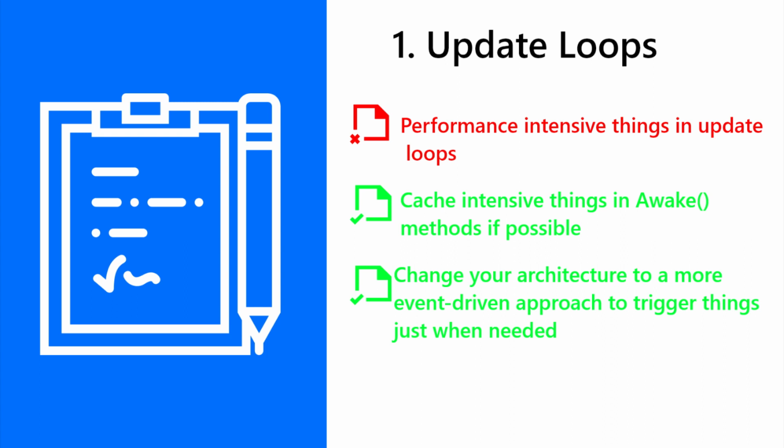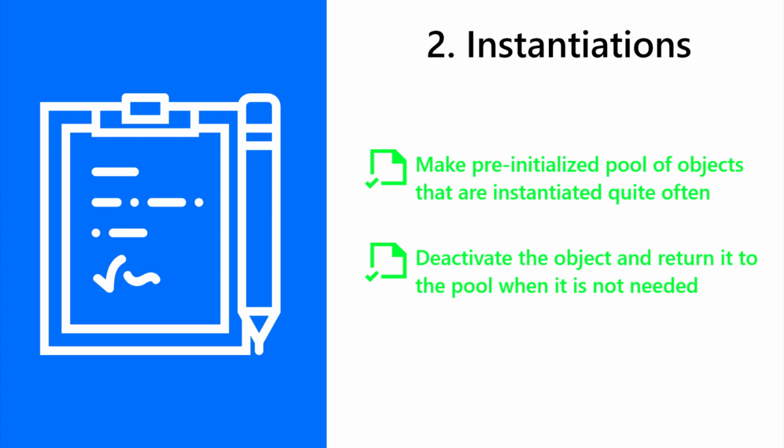Number 2 is instantiations. For objects that are instantiated quite often, for example bullets in an FPS game, make a pre-initialized pool of them and just pick one already initialized when you need it and activate it. Then instead of destroying it when it is not required anymore, deactivate it and return it to the pool.